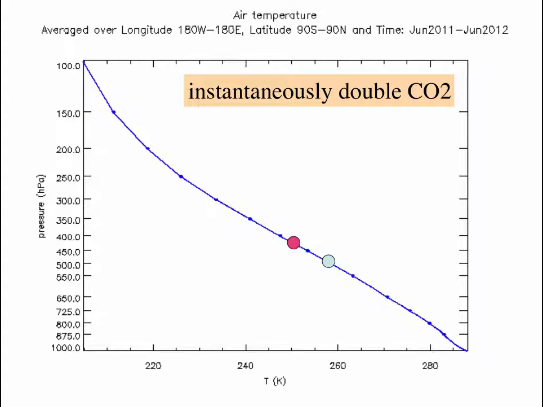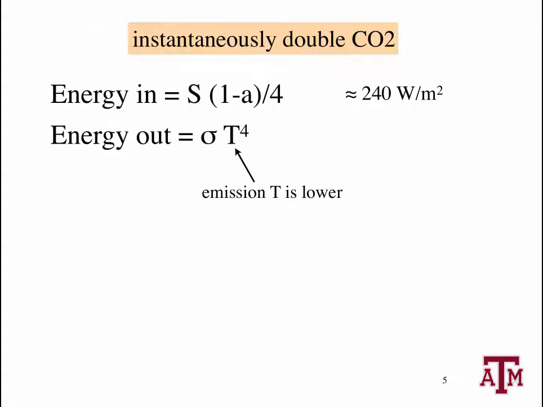So that's the key, because remember, the energy out is equal to sigma T to the fourth. So now we're emitting from a higher altitude whose temperature is lower. And because we're emitting from a colder temperature, we're emitting less energy. And if we double carbon dioxide, we reduce the energy emitted by about 4 watts per square meter. So now energy in hasn't changed. It's still 240 watts per square meter, but energy out is reduced by about 4 watts. And that means the planet has to warm in response.